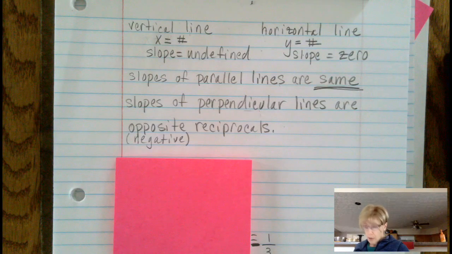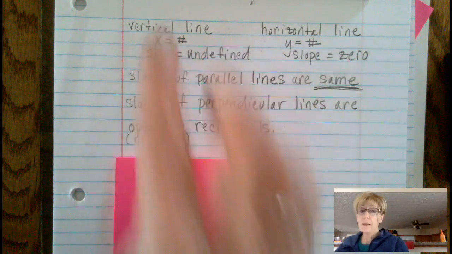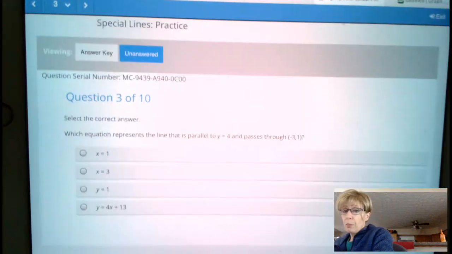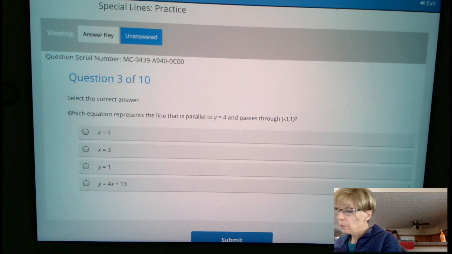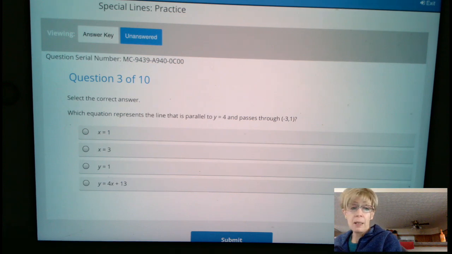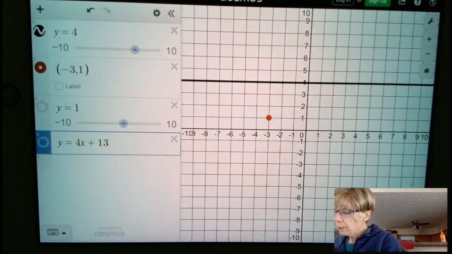So if we're going to have parallel, we can't have an x equals as we go back to the problem. So it can't be the first answer or the second answer. It's going to be the third or the fourth. If you don't know what it is right now, immediately looking at that, we can go over here to Desmos.